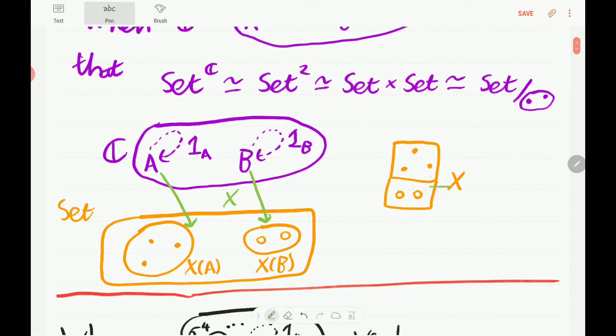So basically in this category, the objects just look like pairs of sets, because an object in this category is a functor from this category to set. So you see A is going to get sent to some set and B is going to get sent to some set. So there we have it.